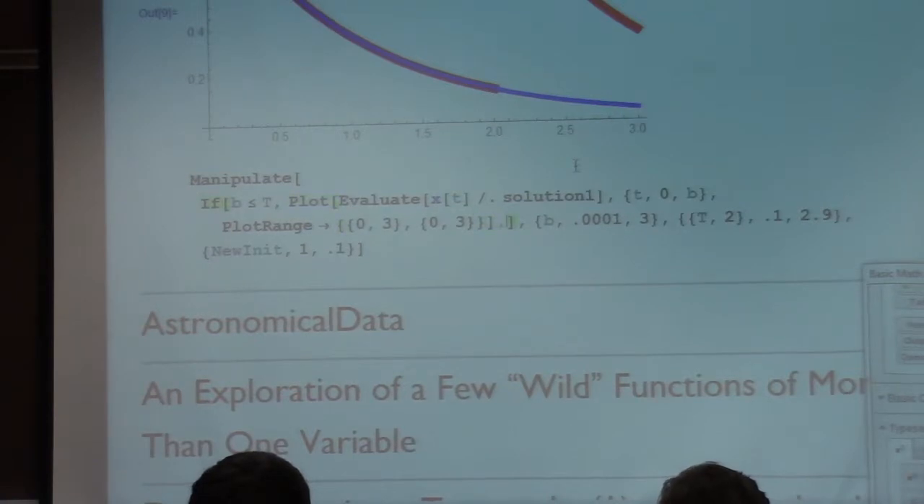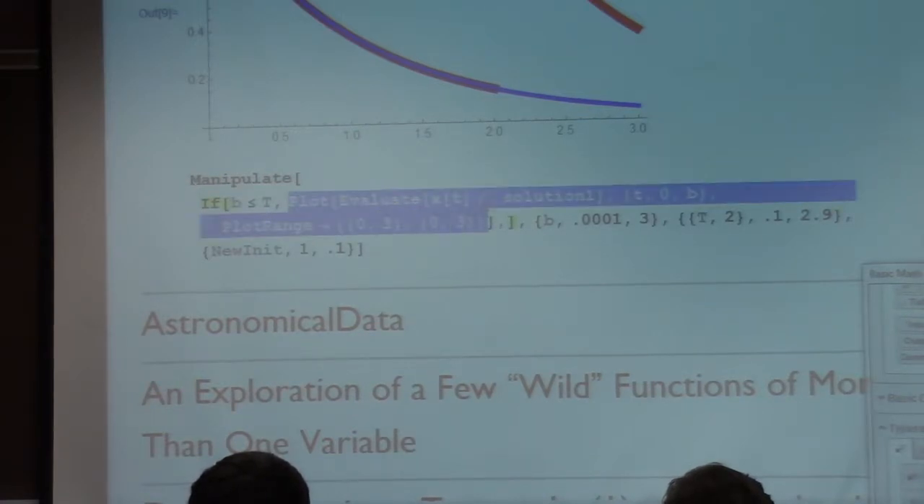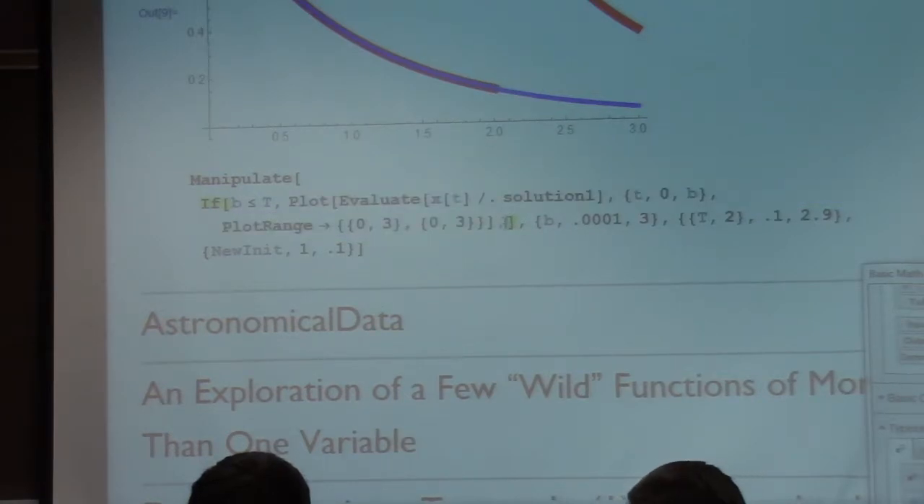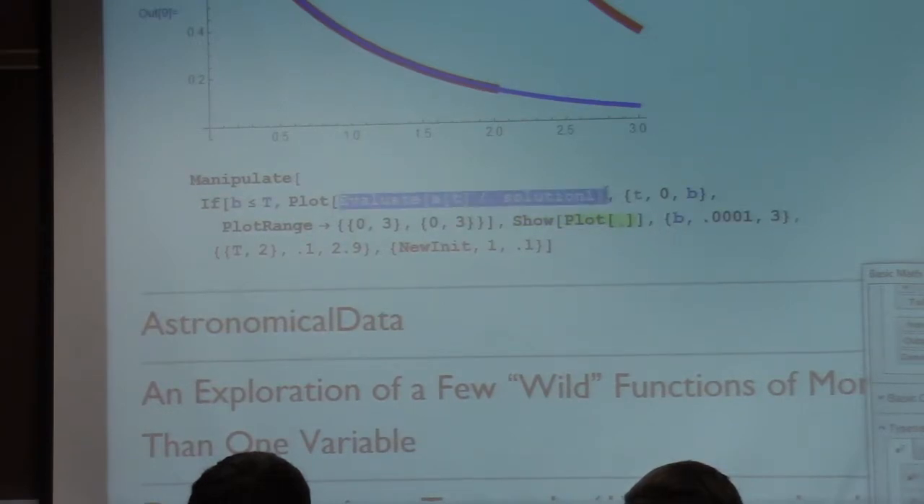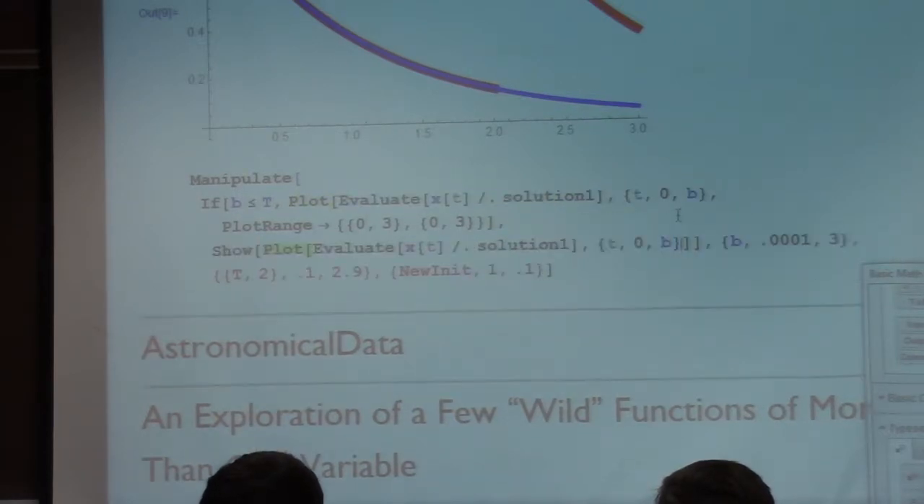What about if b is bigger than t? The condition you see here is b is less than or equal to t. When that happens, you make this plot. Else, otherwise, when b is greater than t, you're going to get output that comes from what comes out of the comma here. I'm going to want to combine graphics there, so I'm going to use a show. I'm going to plot the entire graph from solution 1 as t goes from 0 to t instead of b. So let's copy and paste that. Change the b to a t, a capital T.